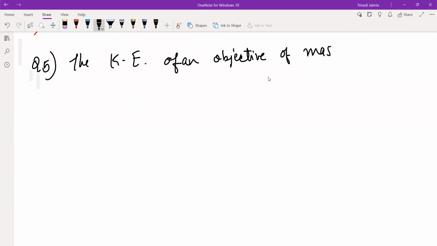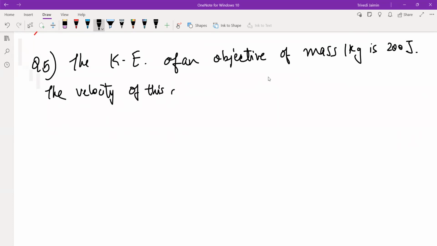of mass 1 kg is 200 joules. The velocity of this object is, so I'll give you the options later. First you get the answer. I'll give you 30 seconds. Come on, finish it.